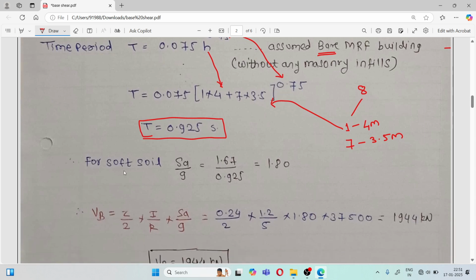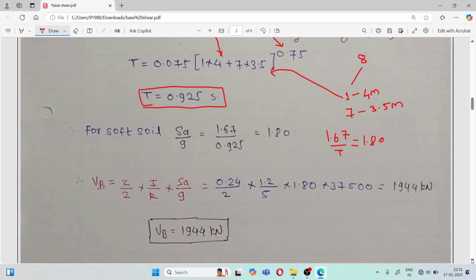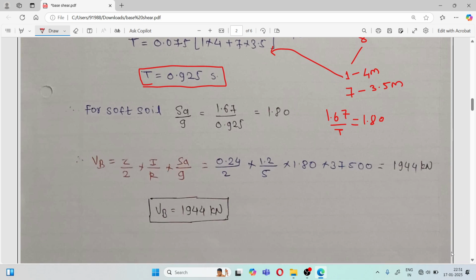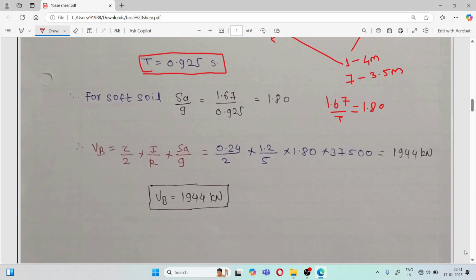If you refer to the IS code for soft soil, the condition is 1.67 divided by T, so you will get 1.80. Here I am not showing the IS code because all these concepts we have already covered. If you want to clear these concepts, you can refer to our videos. In this video, we are just focusing on how to calculate the displacement and drift.